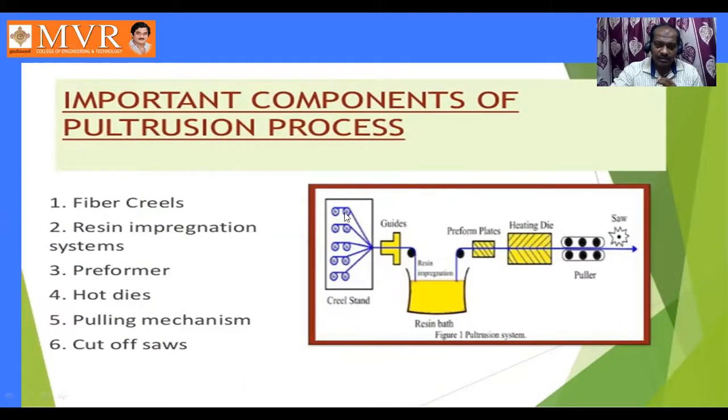These are the different types of fibers that we are going to use. All fibers are going to coincide at one point and are dragged through the guides, and dipped in the resin bath. Once again, through the resin bath, it is pulled along the pulleys. These are the preformed plates, which correct the dimensions. That means the preformed die, and thereby it is passed to the heating die.